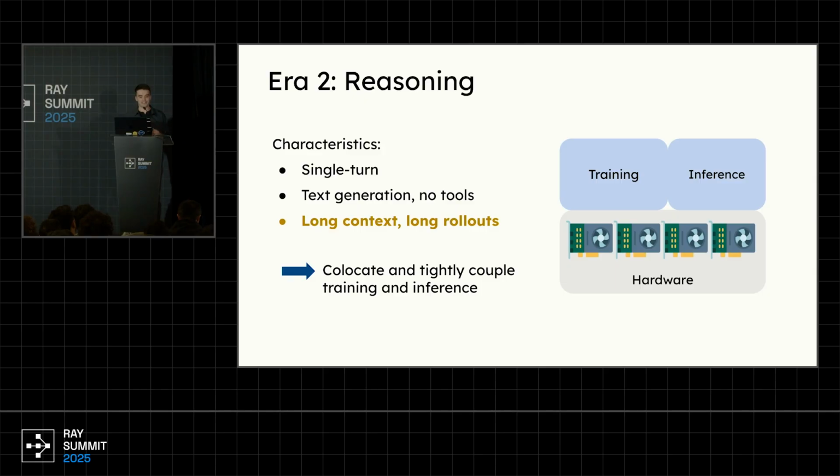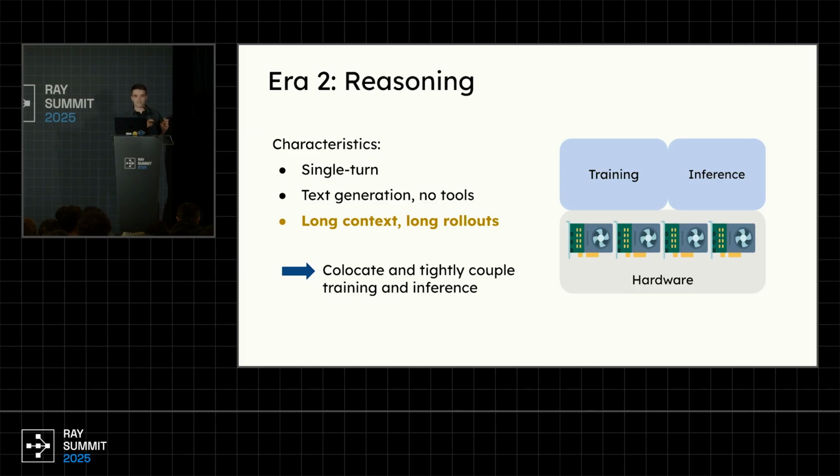But then, o1 preview comes out. Academics are trying to reproduce reasoning. DeepSeek R1 comes out. Folks are now applying RL, not just RLHF, but they're trying to use RL to extend these long chains of thought for reasoning. And so many folks in open source would reuse those open source stacks that had been built for RLHF, but now the workloads looked a little different.